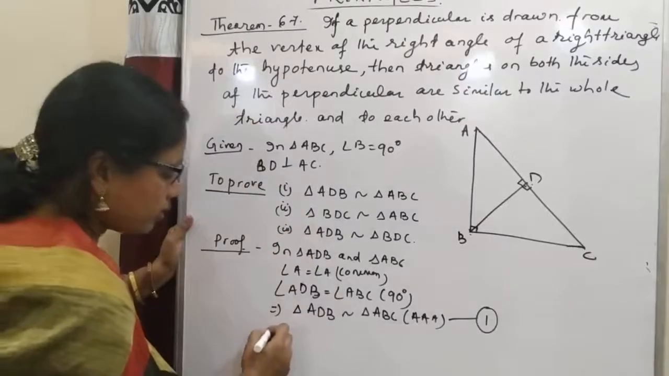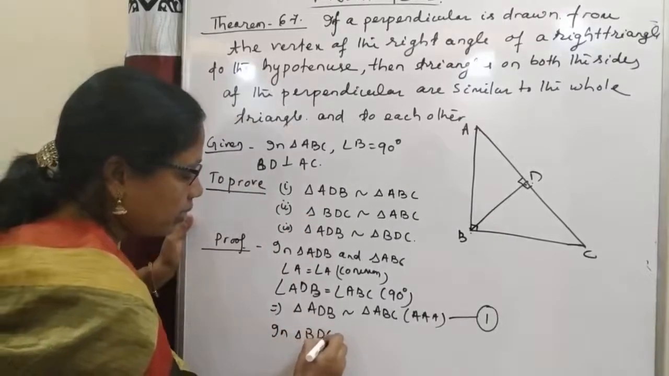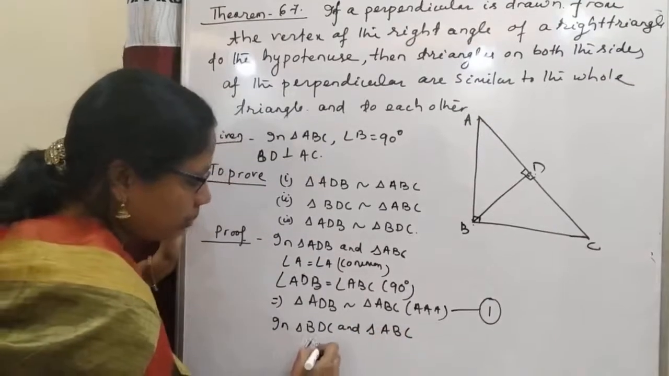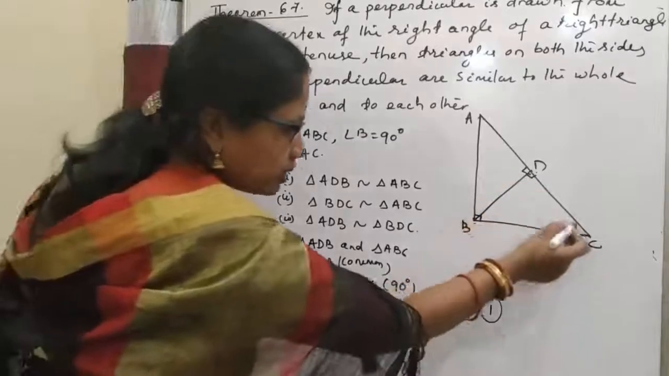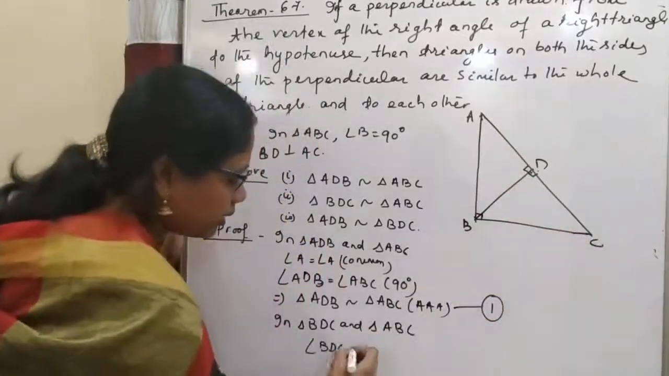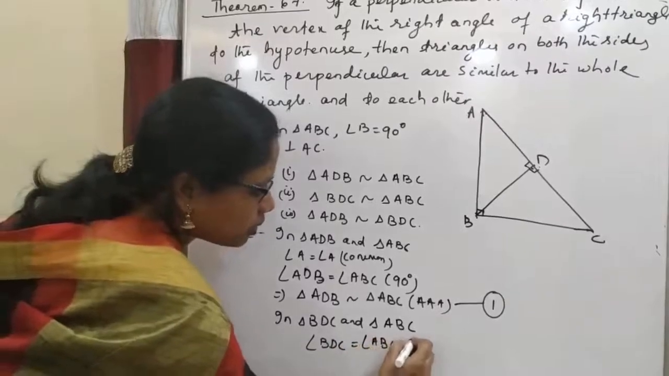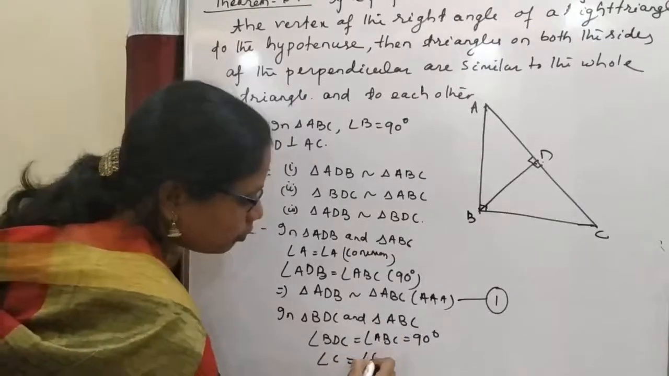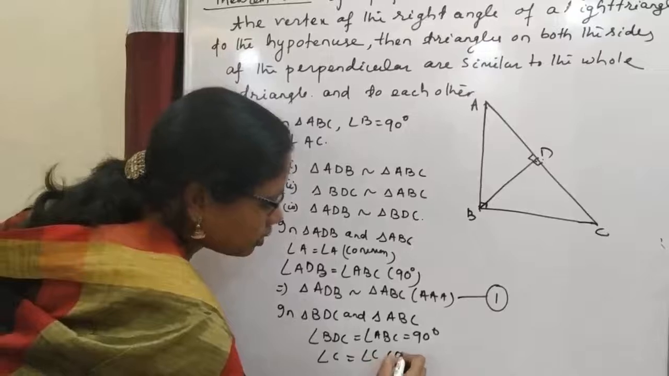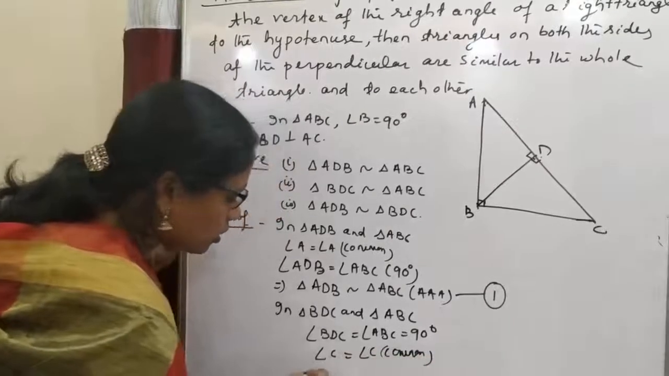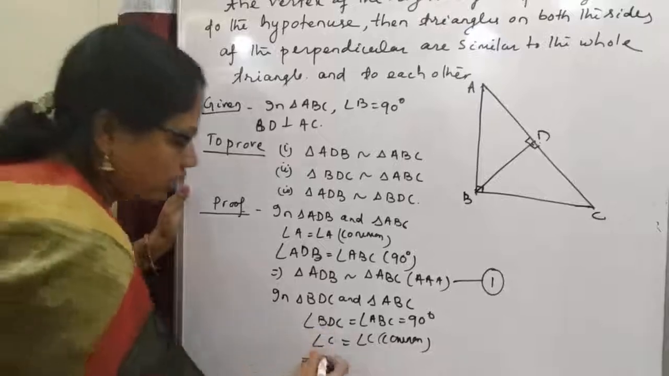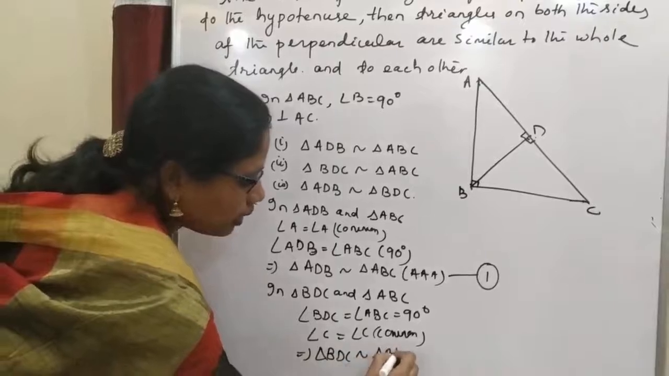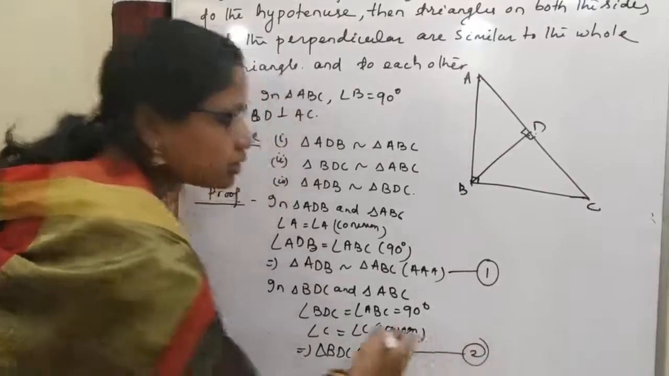Again we take triangle BDC and triangle ABC. Here angle BDC and angle ABC are both 90 degrees. And angle C is common in both, angle C is equal to angle C. So the third angle must be equal. So this implies triangle BDC is similar to triangle ABC. This is our equation 2.